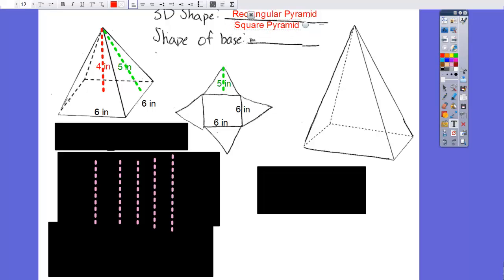So the shape of the base you can either say is a rectangle or a square. Remember, a square is a type of rectangle. Okay, so I want to point out some things too before we even start to talk about the formula.